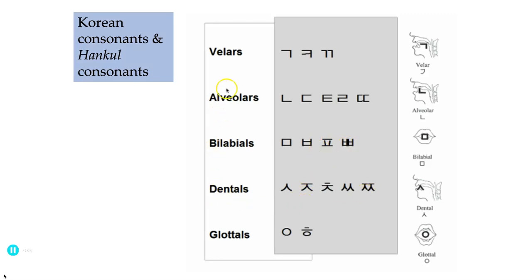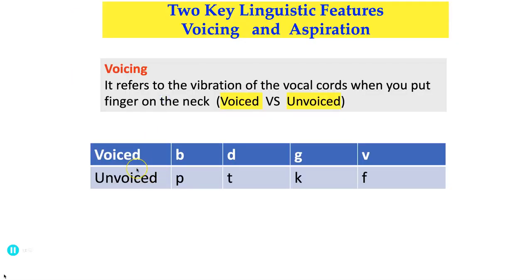Same thing. So you have velar sounds, alveolar sounds, bilabial sounds, and dental sounds. They all share the same place of articulation. And glottal sounds are all the sounds occurring around your throat. So as you can see here, they are clusters. They have the same place of articulation, but the way they sound is a little bit different. By adding one more stroke, you have a different sound. Okay, I want you to understand this.